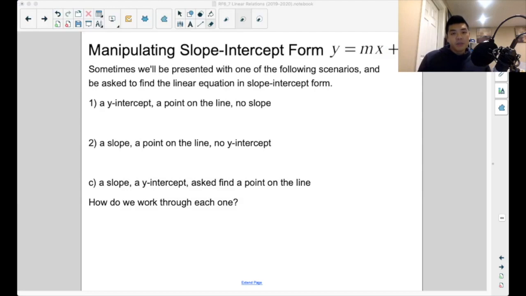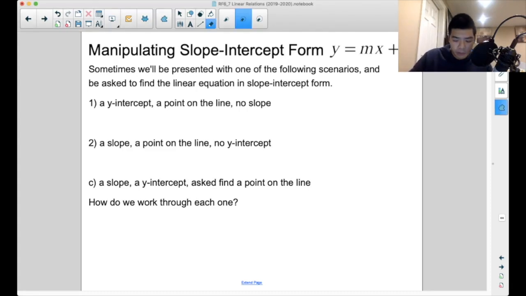So there's going to be a couple different scenarios where we're going to be asked to find the linear equation in slope-intercept form. All right, so the first scenario is if we're given a y-intercept, a point on the line, and no slope. So that means that here we're going to be given a b value. A point on the line means we're going to be given x and y. And we don't know what slope is. So it's a big question mark for us.